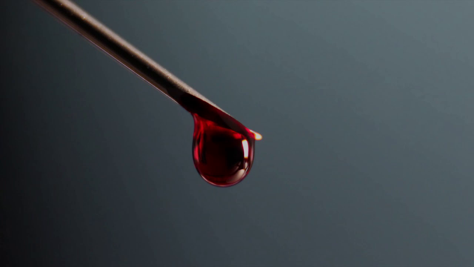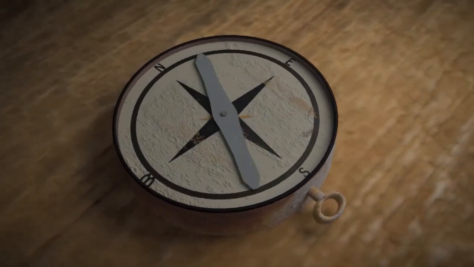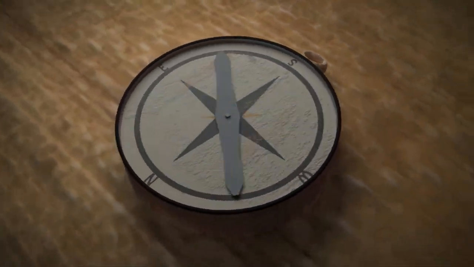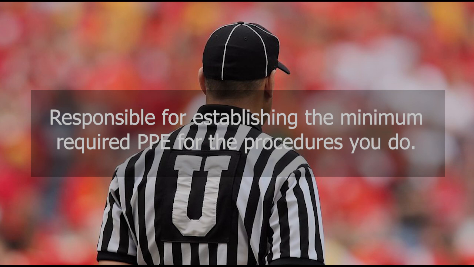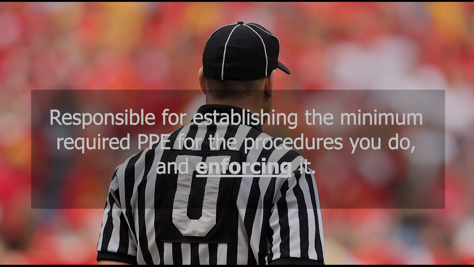Keep in mind, this is personal protective equipment as it relates to the bloodborne pathogen standard. Every facility's risk of exposure will vary depending on the types of procedures you do. Your safety and health officer has determined the minimum required PPE for the tasks you perform. This page is located in the exposure control section of your OSHA manual. This is the schedule of minimum required PPE for the tasks you perform. Your employer has a responsibility to not only establish the minimum to keep you safe, but to enforce that it's actually worn. So set realistic PPE requirements.